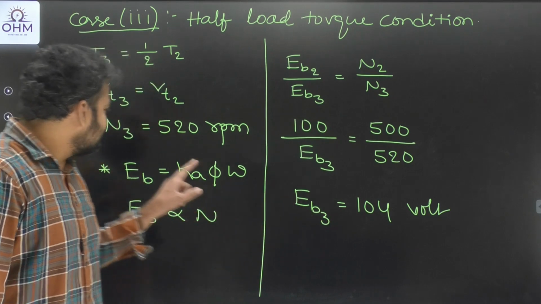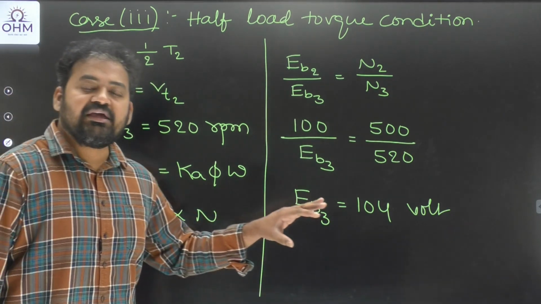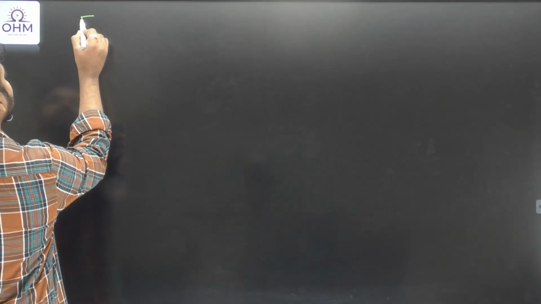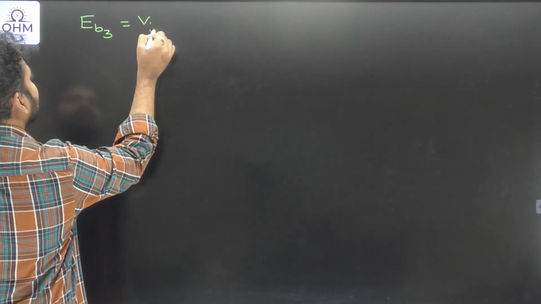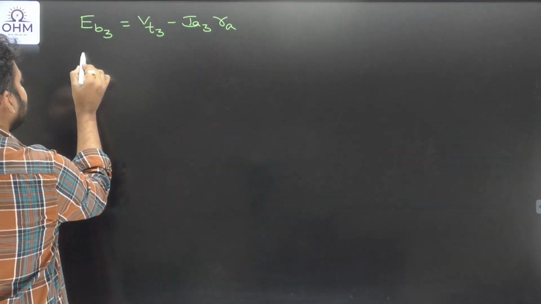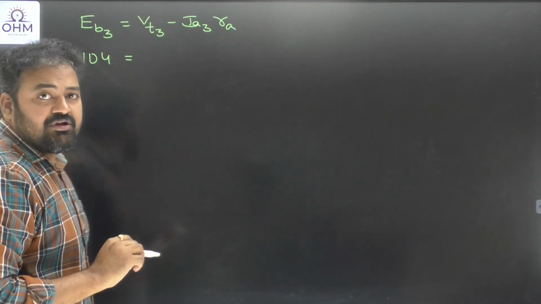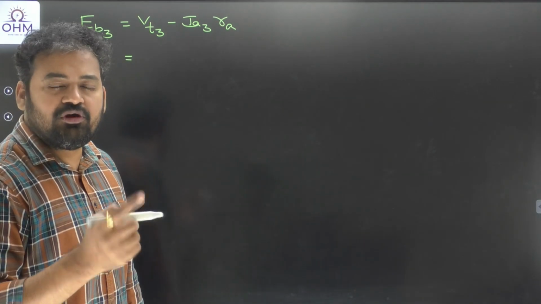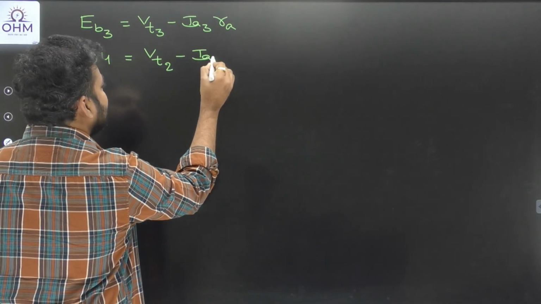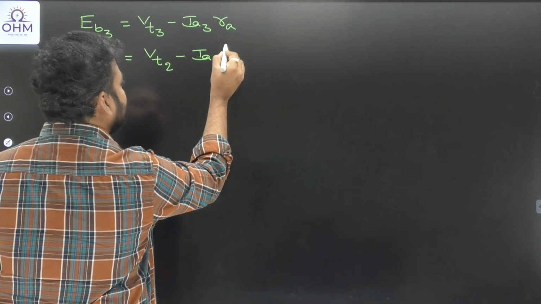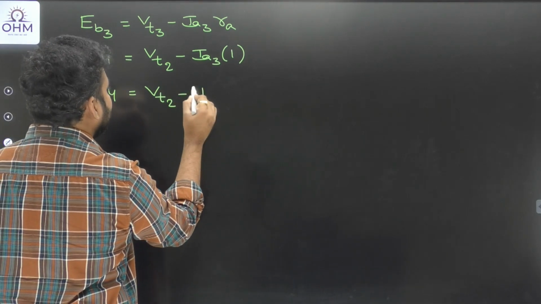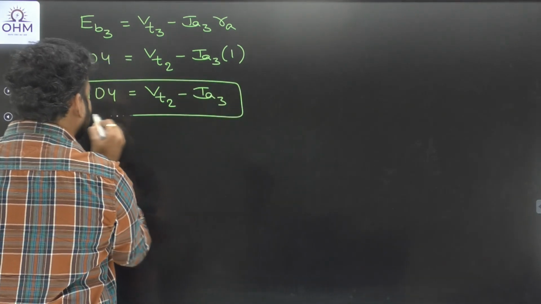And I got this back EMF using the performance equation. I can use one more equation, that is the KVL equation. What is the KVL equation for third case back EMF? EB3 is equal to VT3 minus IA3 into RA. EB3 we got 104. But VT3 and VT2 both are the same, right? Voltage is maintained the same. Therefore, I can write VT2 minus IA3, the third case armature current, which I don't know. But resistance I know. So, 104 is equal to VT2 minus IA3 into RA. This is the other equation we got.